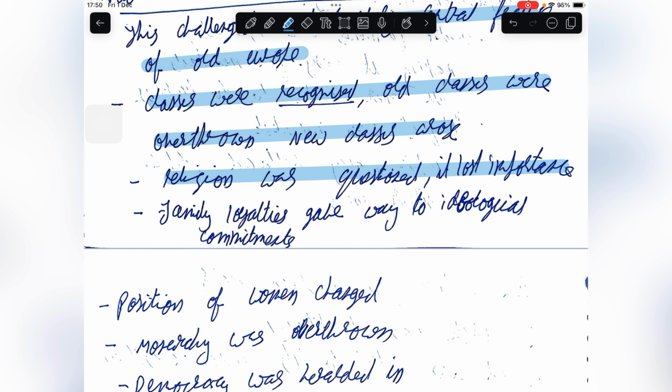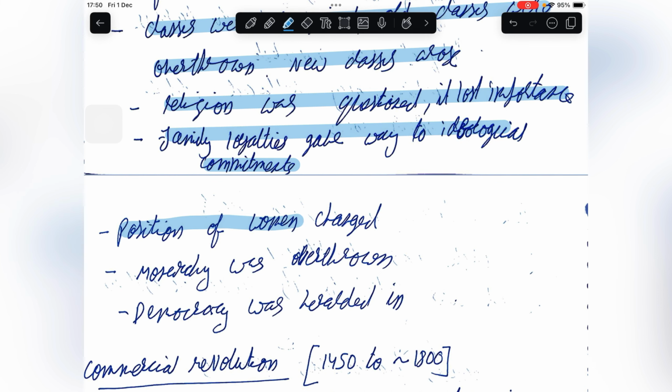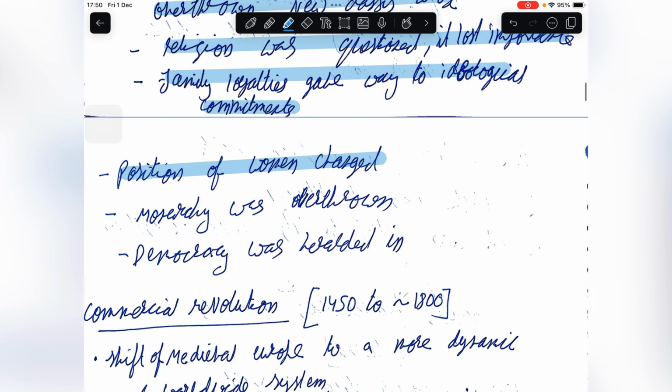Family loyalties gave way to ideological commitments. Even the family structure changed. The position of women changed. And monarchy was overthrown. Now democracy was heralded in. So now there is democracy. These are the modernity changes brought upon by the French and Industrial Revolutions. So this is modern Europe versus traditional Europe.